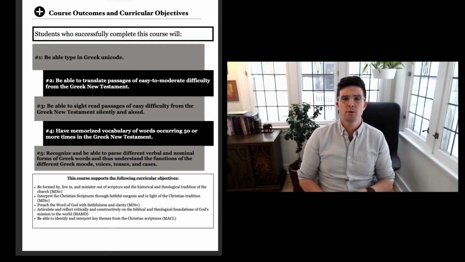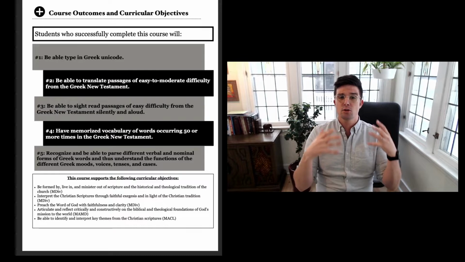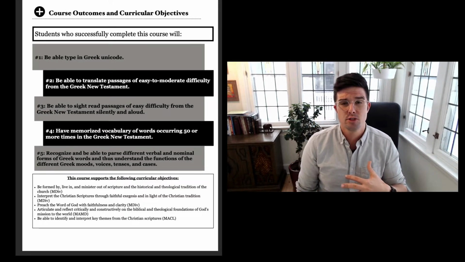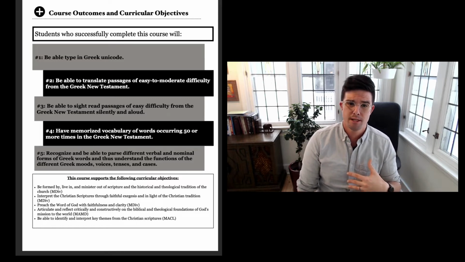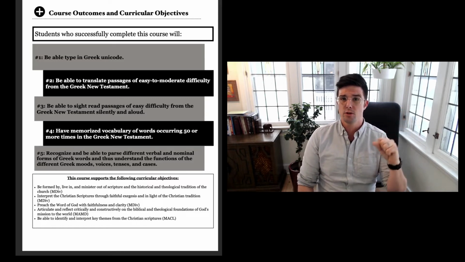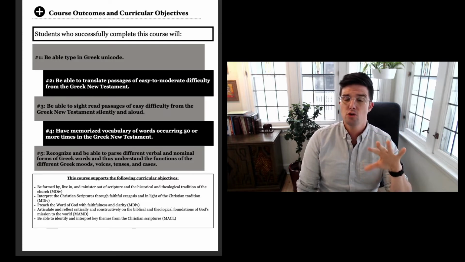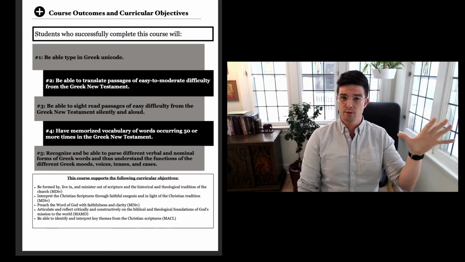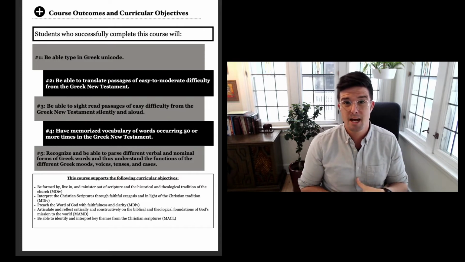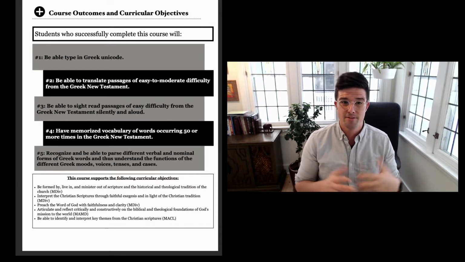On our next page, we have the things that this course is going to do. Oftentimes, it's really easy for us to just breeze over course outcomes and curricular objectives. But these are the things that, if you succeed in this course, when we come to the end of the semester, you should be able to do. So the first one is to be able to type in Greek Unicode. We're going to start learning to type in Greek from day one of this class.